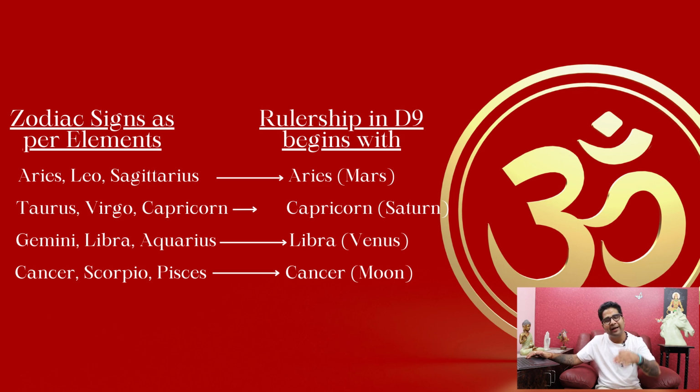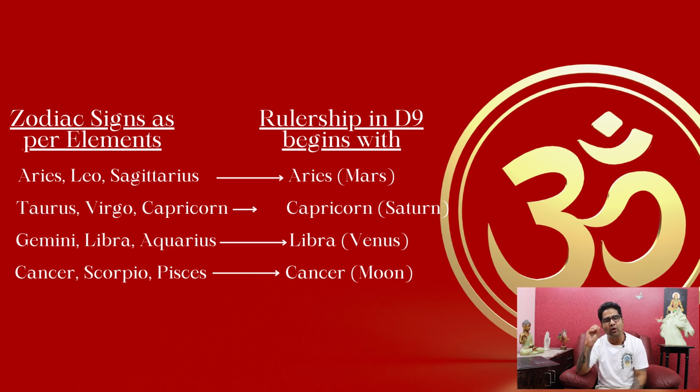So guys, the very first slide, as you can see on your screen, is about dividing all the 12 zodiac signs on the basis of the elements. So we all know that the fire signs are Aries, Leo and Sagittarius, and the earth signs are Taurus, Virgo, Capricorn. The air signs are Gemini, Libra, Aquarius, and the water signs are Cancer, Scorpio, Pisces.